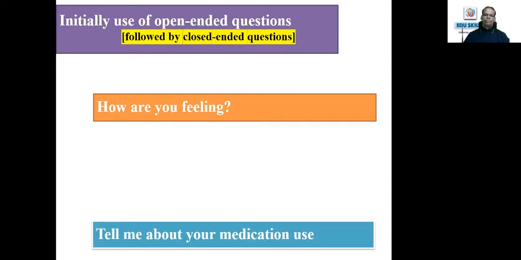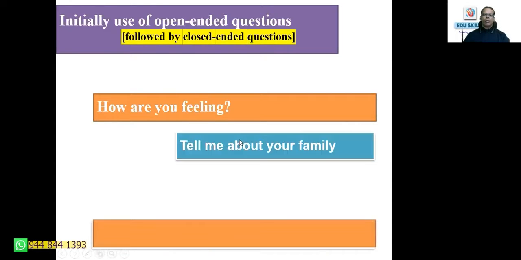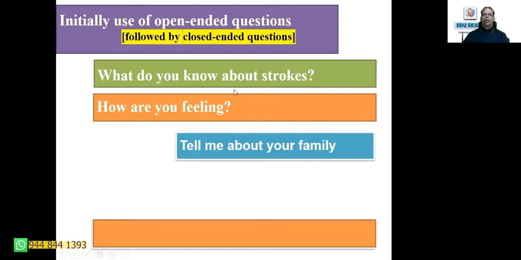Okay, so for example, how are you feeling? What do you know about strokes, or whatever the condition is. I have taken strokes as one example, or pain. So usually we start with open-ended questions, then you can continue with closed-ended questions. For example, open-ended means what do you know about strokes? It means the patient is free to speak. Open-ended questions facilitate the opening up of the patient, allowing him or her to speak in detail.